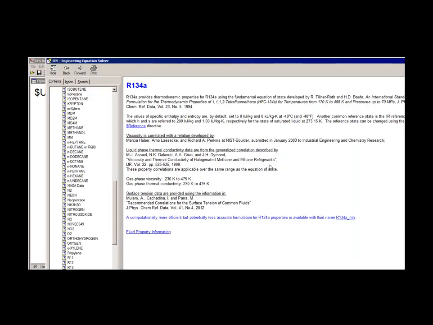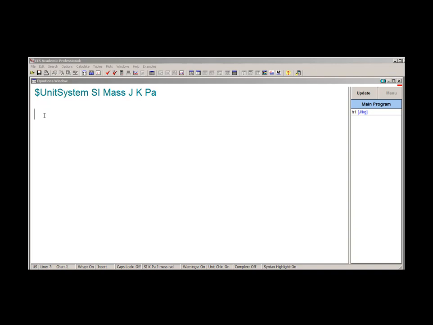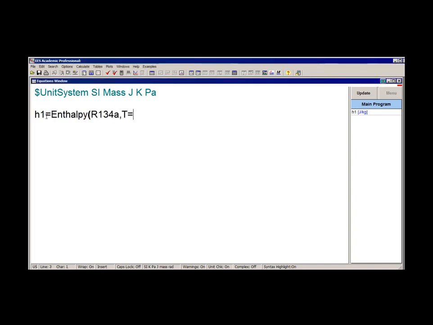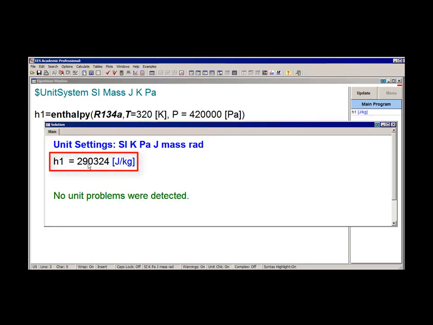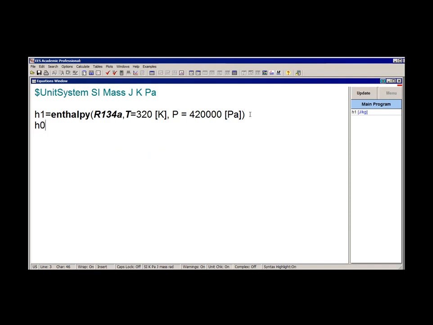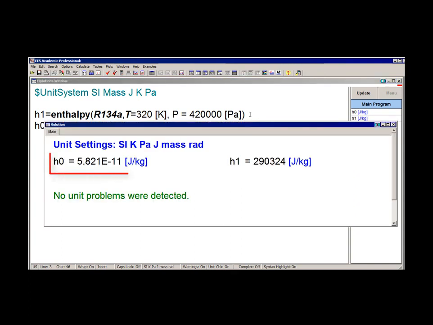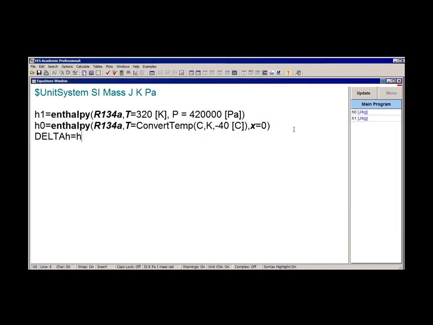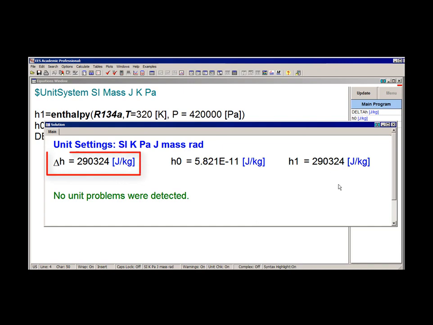So as a quick example, let's look at the refrigerant R134A. Now, by default, the reference state for this refrigerant is set to the ASHRAE standard. So the specific enthalpy at 320 Kelvin and 420 kilopascal is calculated here to be 290 kilojoules per kilogram. And this should really be interpreted as being 290 kilojoules per kilogram higher than the value of the specific enthalpy of saturated liquid at minus 40 degrees Celsius, where the ASHRAE standard reference defines enthalpy to be 0. And you can see that here. So the change of enthalpy between these two states is 290 kilojoules per kilogram, delta H.